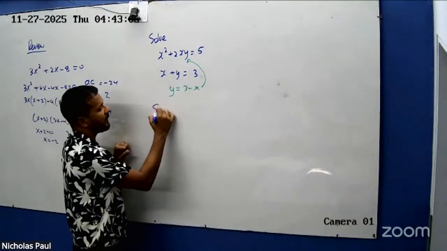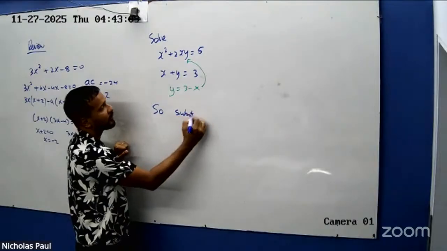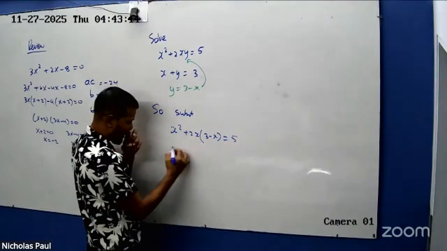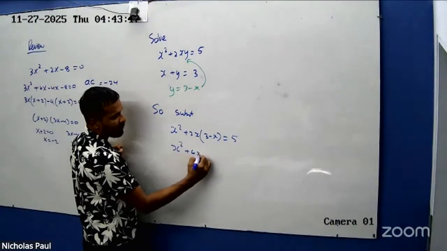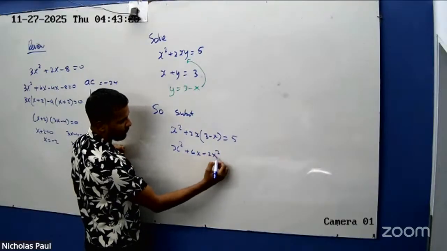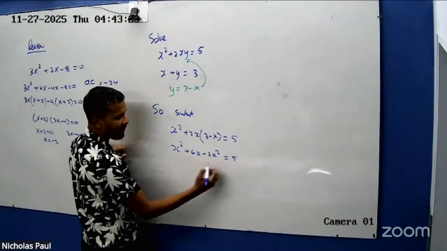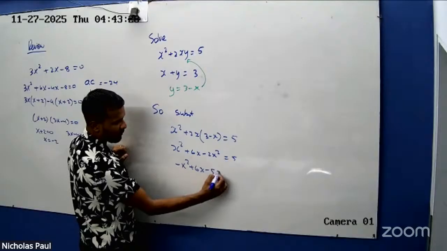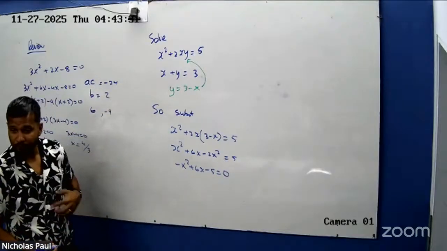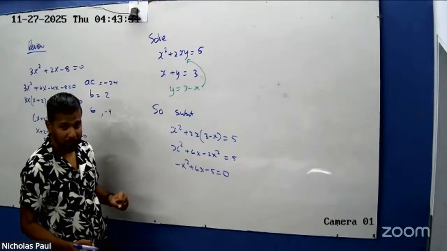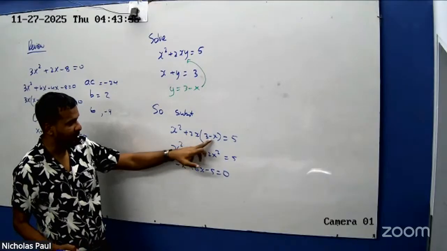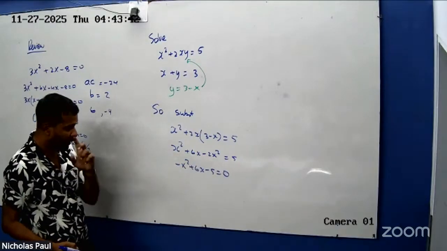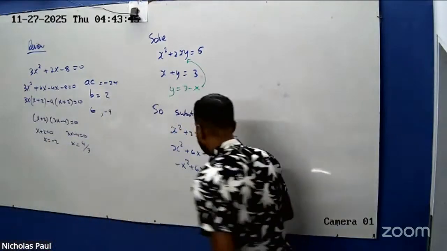So when we substitute, we will end up with x squared plus 2x by 3 minus x is 5. X squared plus 6x minus 2x squared is equal to 5. Pardon me? 2x by 3 is 6x. 2x by minus x is this. X squared minus 2x squared is minus 1x squared. Now we have a quadratic.